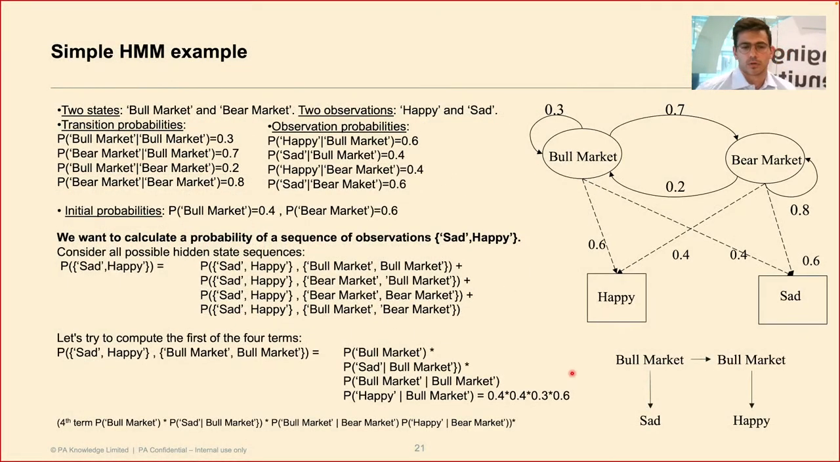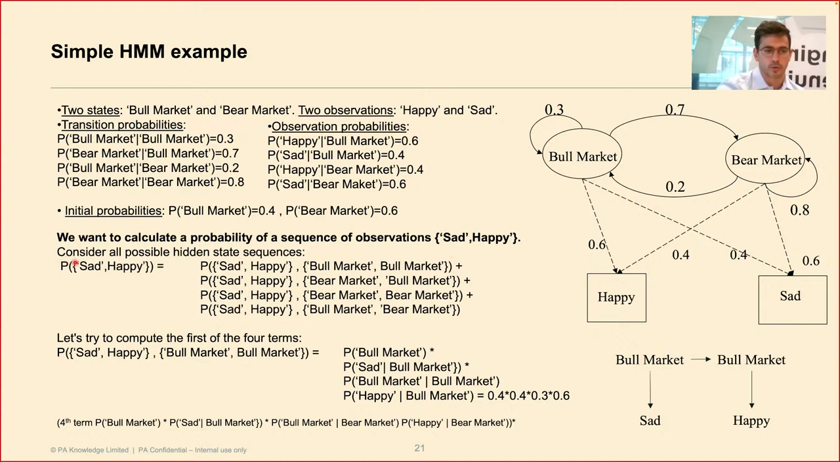So let's try to look at a very simple hidden Markov model example. Simple, promise. So again, our favorite diagram, bull market and bear market, our two observation states, happy and sad. We have our transition probabilities, we have our observation probabilities, and we have our initial probabilities down here. So we want to calculate the probability of a sequence of observations, sad and happy.